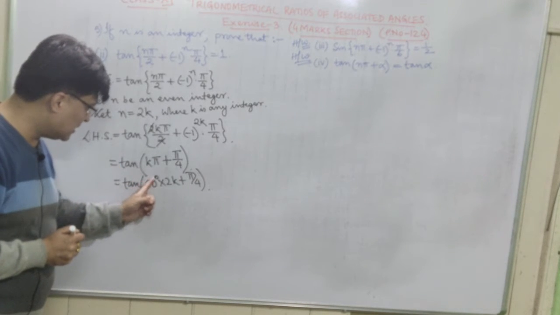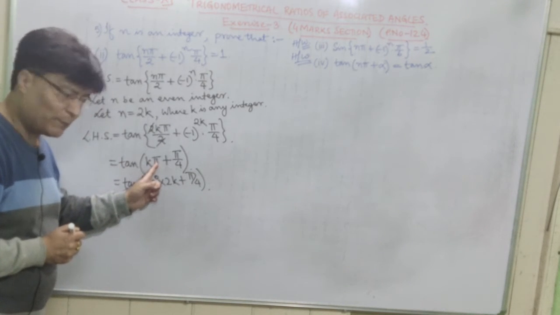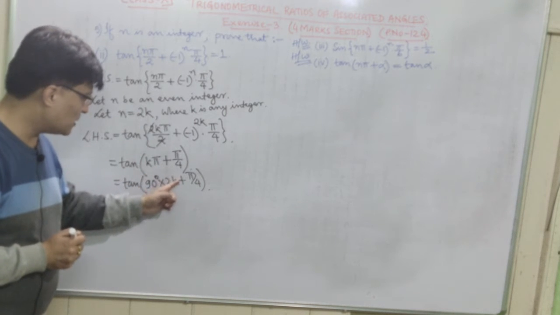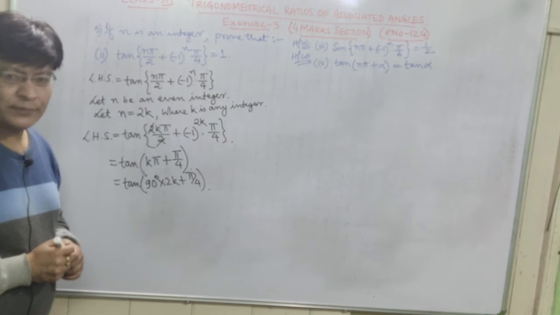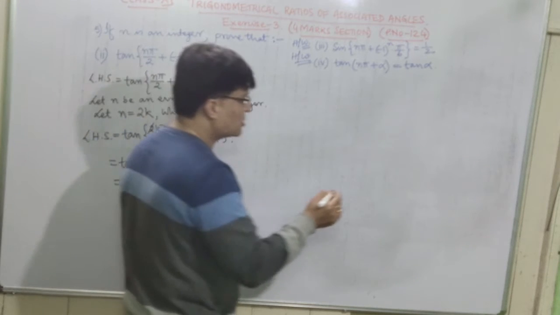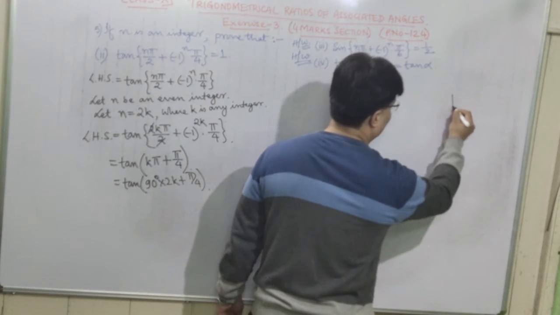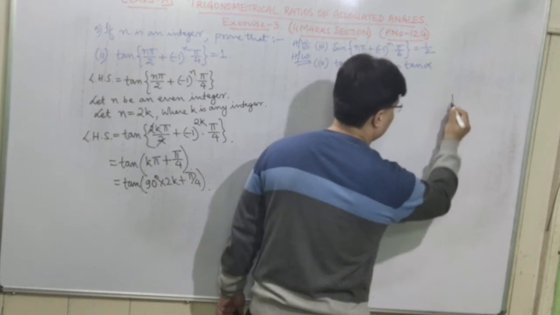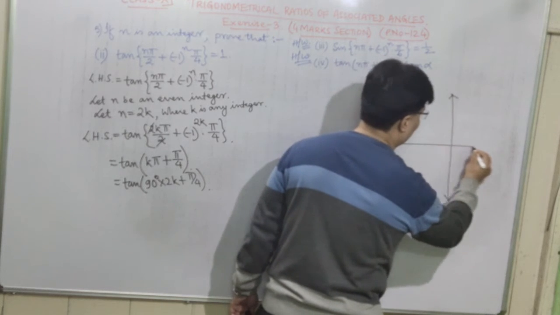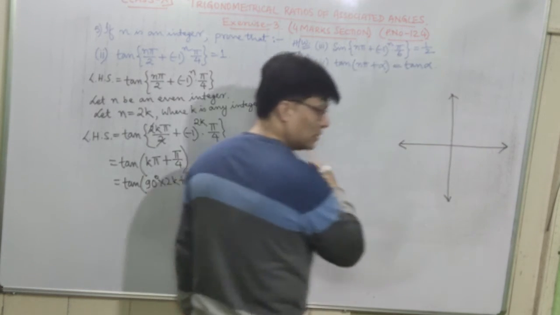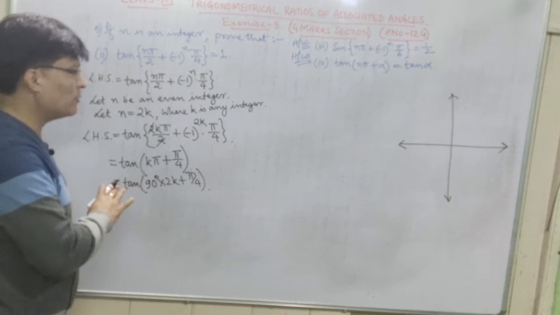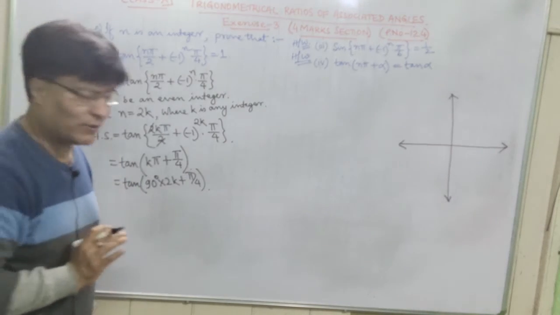So it is 90 degree into 2, which is 180 degree, that is the value for pi, and k is there, plus pi by 4. Right? So let us draw the figure again here. Actually you don't have to draw the figure if you understand the problem. If you understand the problem, you don't have to draw the figure, right?